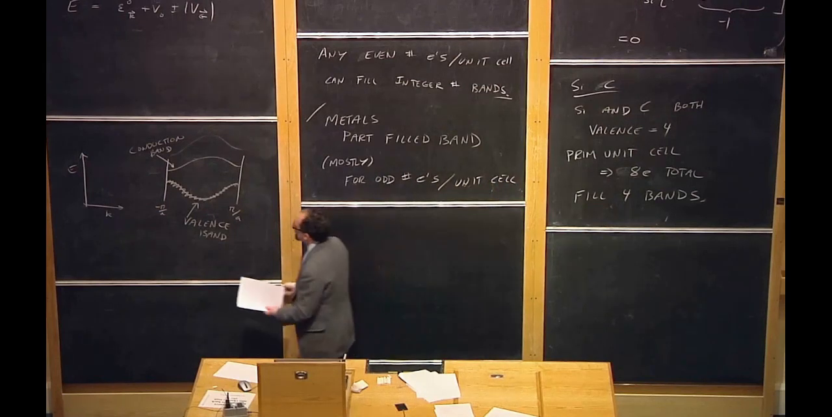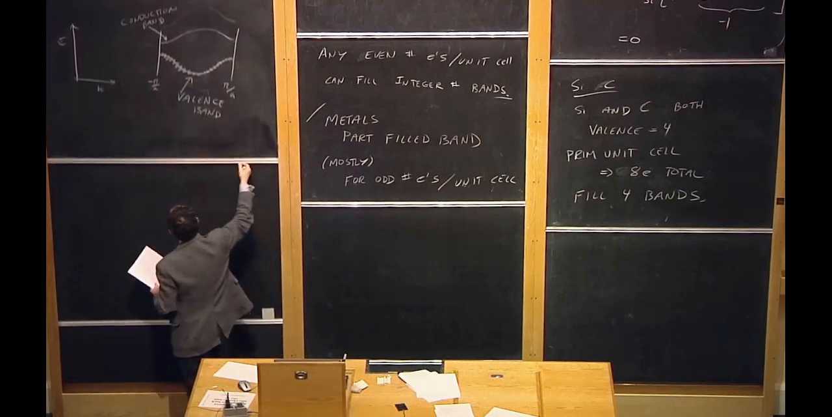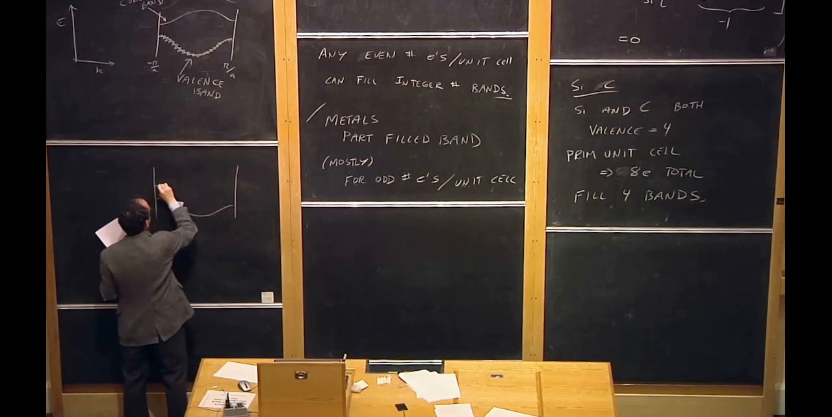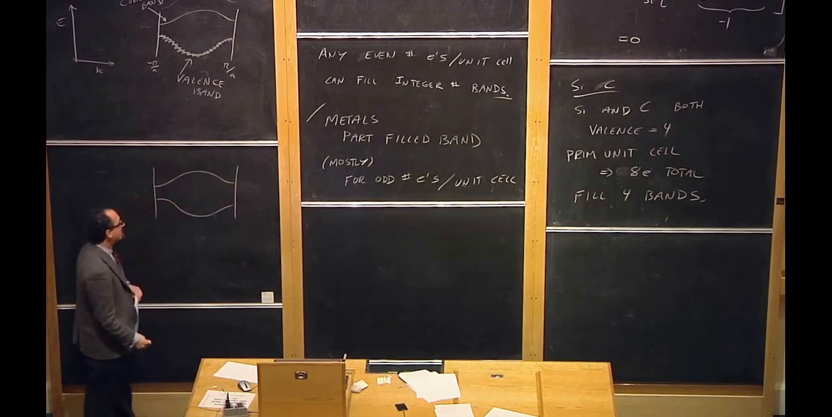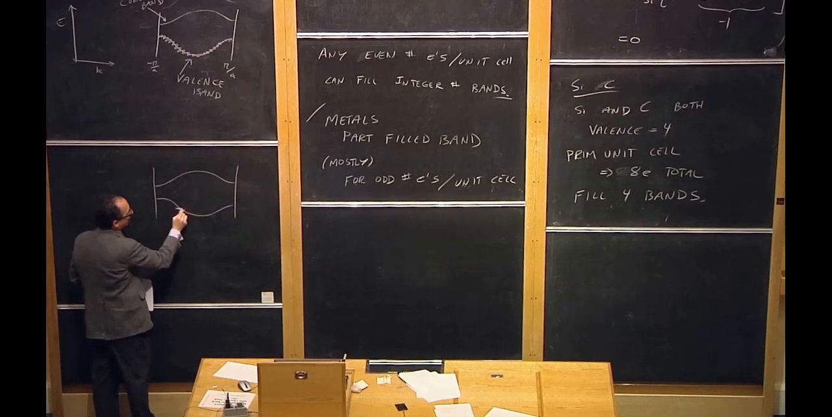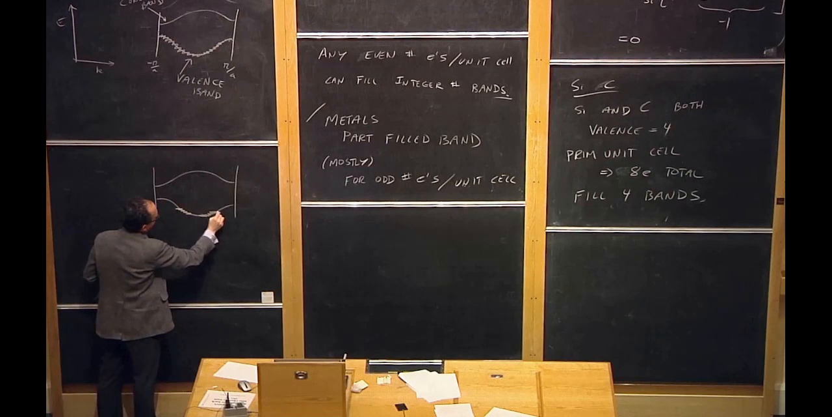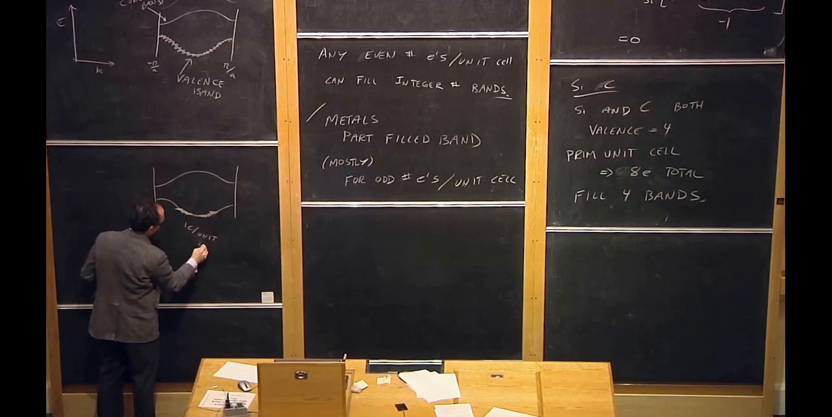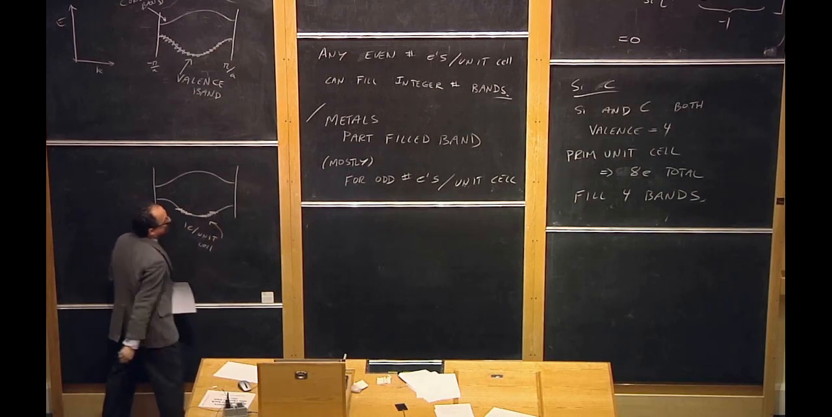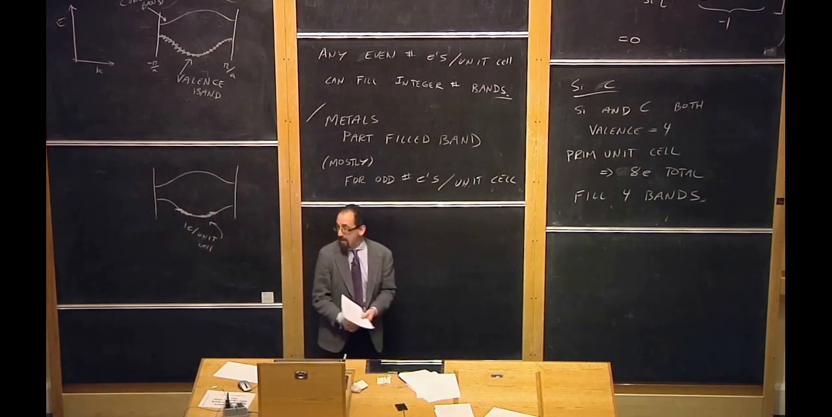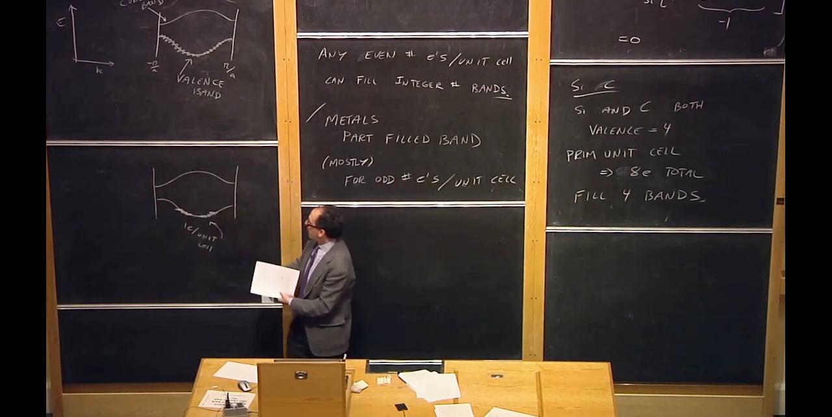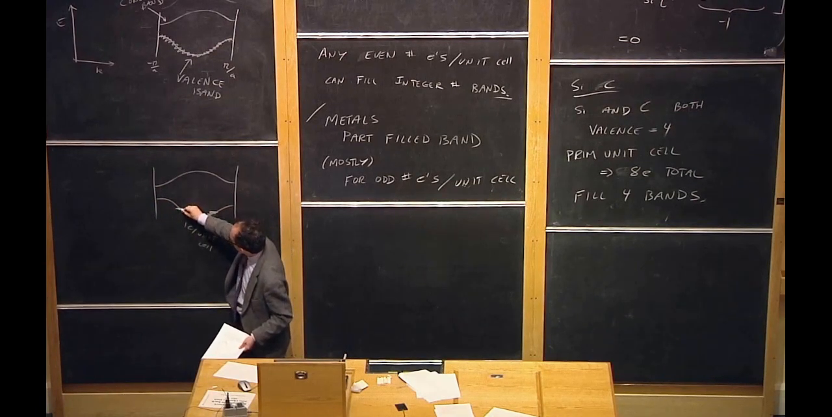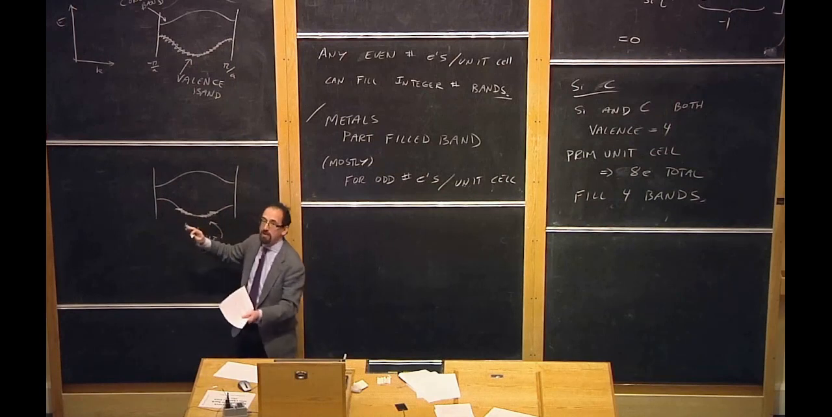For example, if we had a picture like this, here's the Brillouin zone, here's a band. Suppose we have 1 electron per unit cell. That would be enough to half fill the lowest band, and so we have a part-filled band. This is 1 electron per unit cell, part-filled band here. We would call this thing a metal, because since the band is only part-filled, we can make low-energy excitations by taking an electron from the filled point to the unfilled point, arbitrarily low energy.